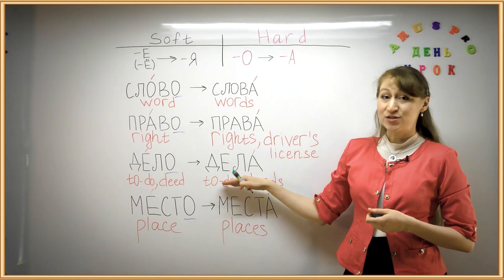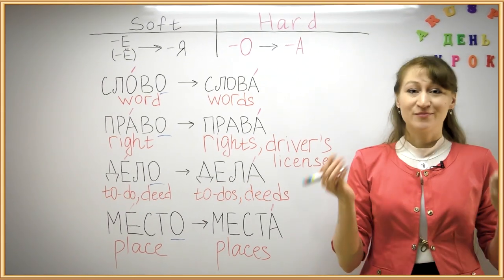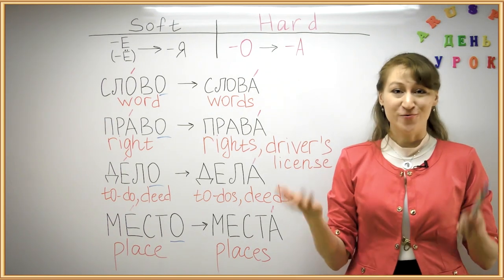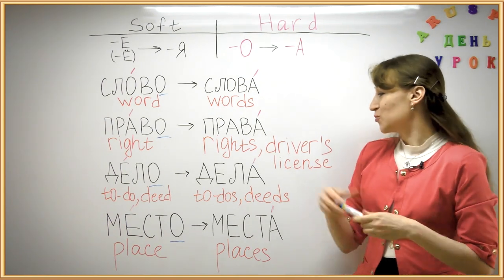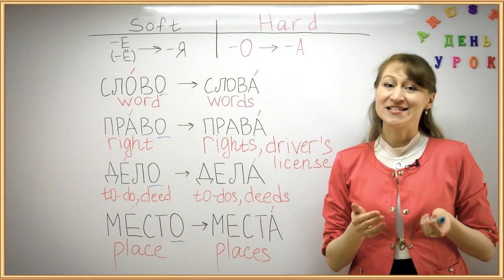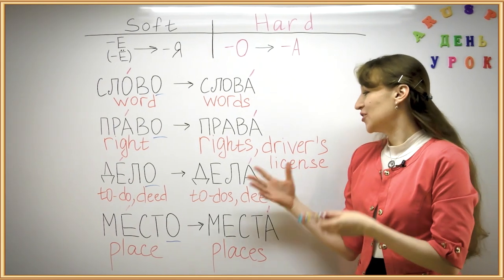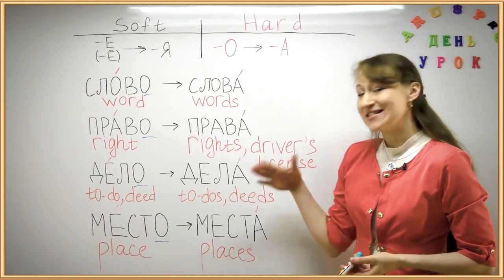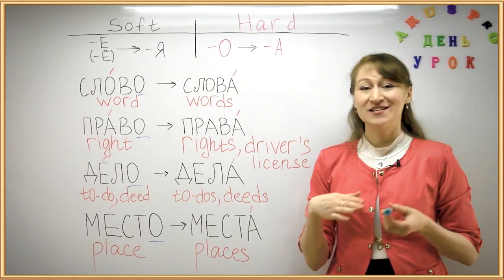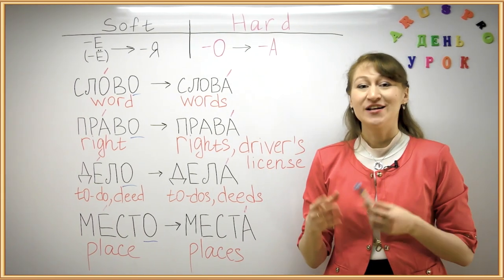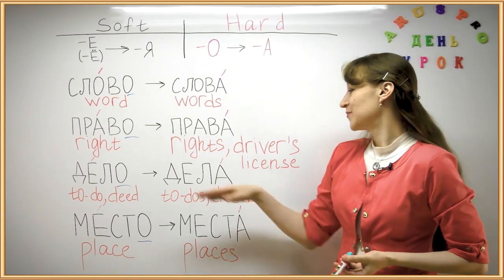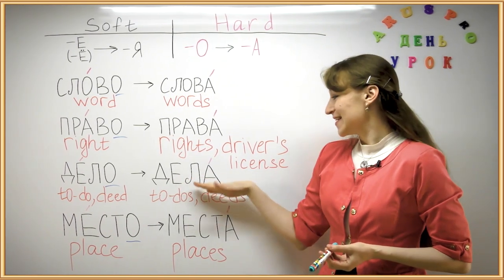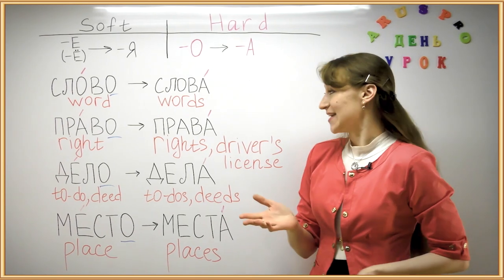Do you recognize this word? Дела. I'm sure you know the phrase. Как дела? How are you? How have you been doing? So, literally in Russian, we are saying, how are your things that you are doing? How are your deeds or to-dos? Right? It's related to the verb to do, делать. So, как дела? How are things that you've been doing during the day?